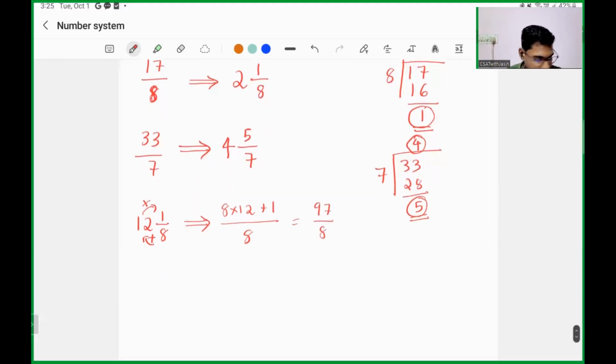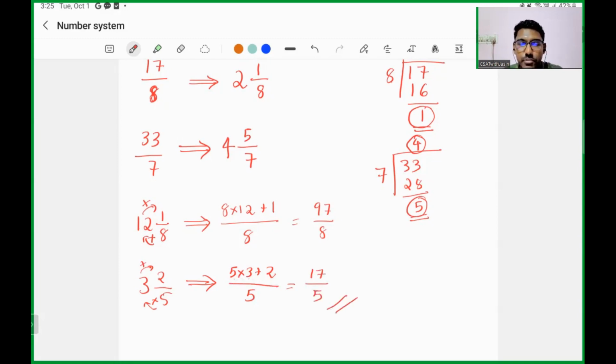Okay. So I'll give you one more example. 3 2 by 5. Convert 3 2 by 5 into an improper fraction. Just do this clockwise. First you multiply, then you add. So it will be 5 into 3 plus 2, divided by 5. 5 into 3 is 15 plus 2 is 17. So the answer will be 17 by 5.